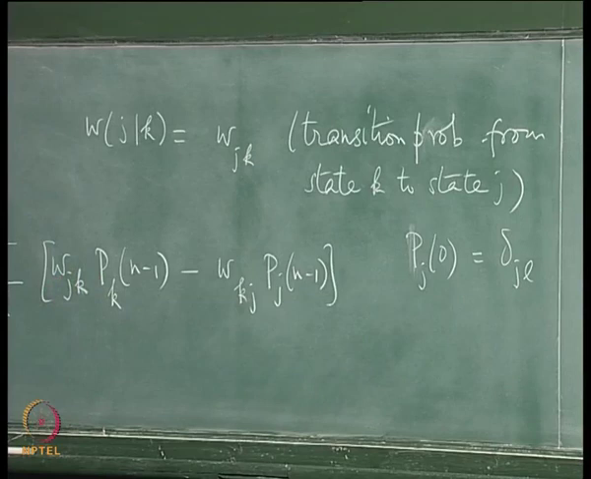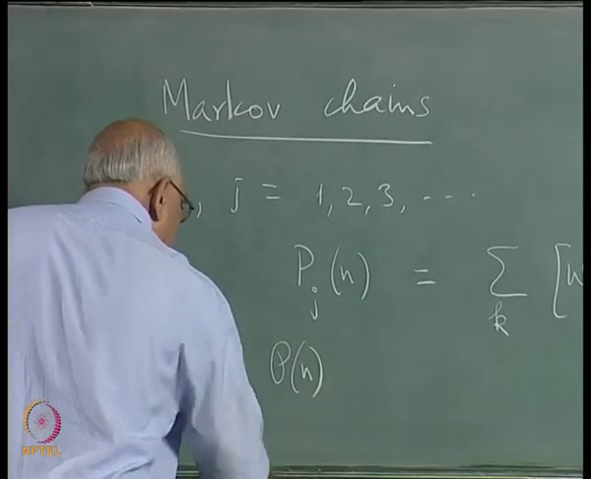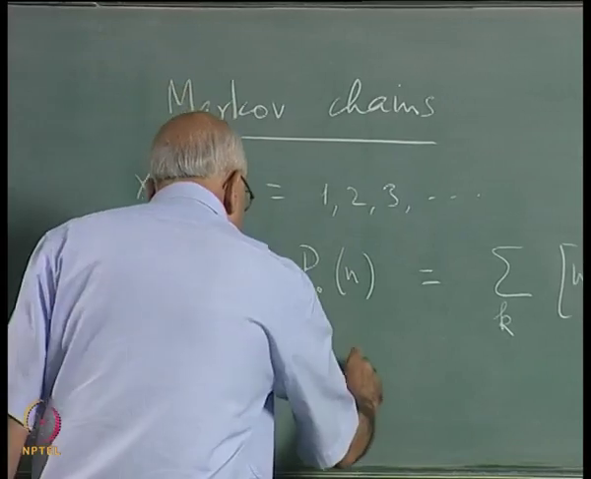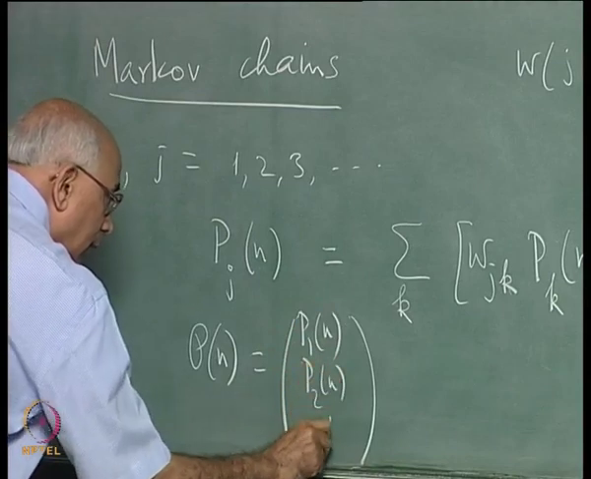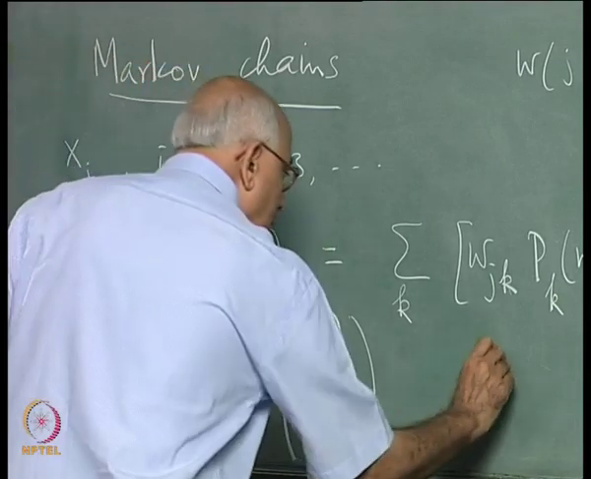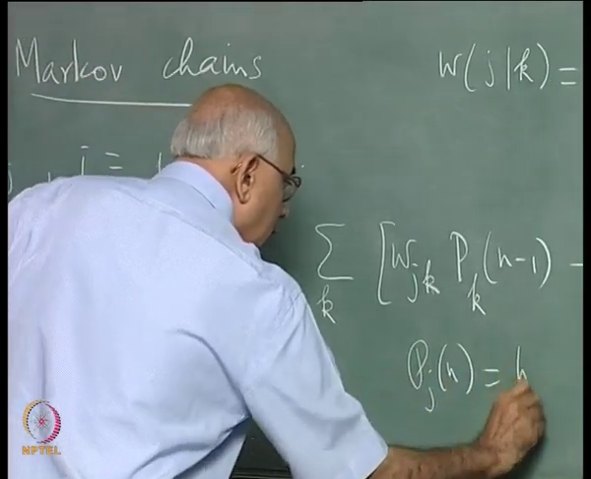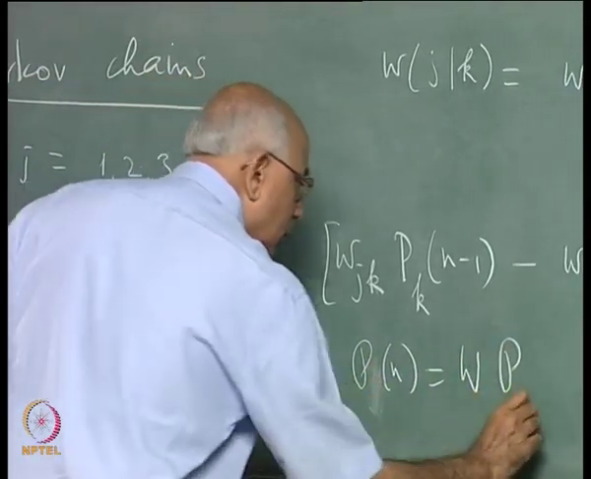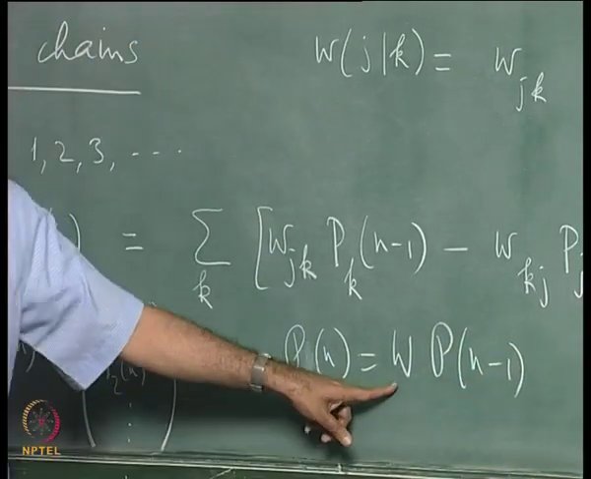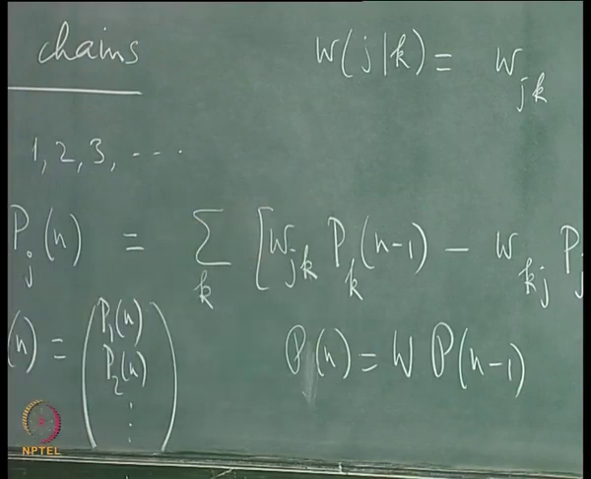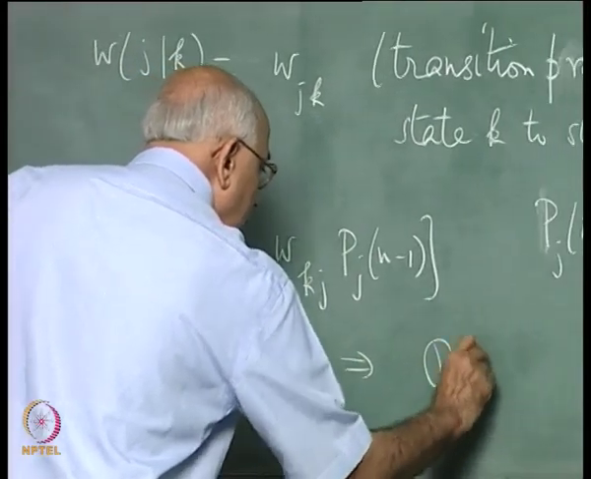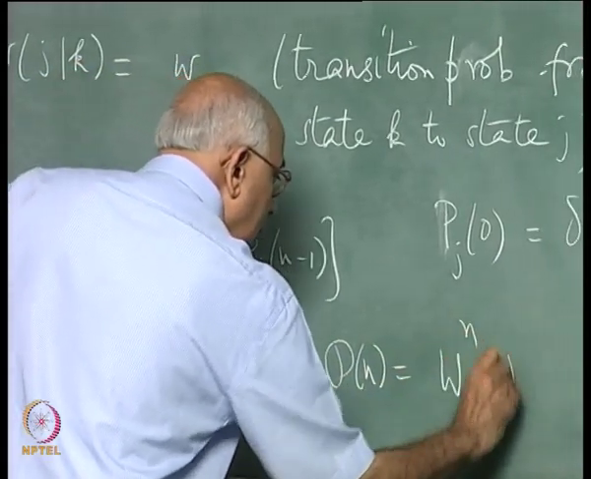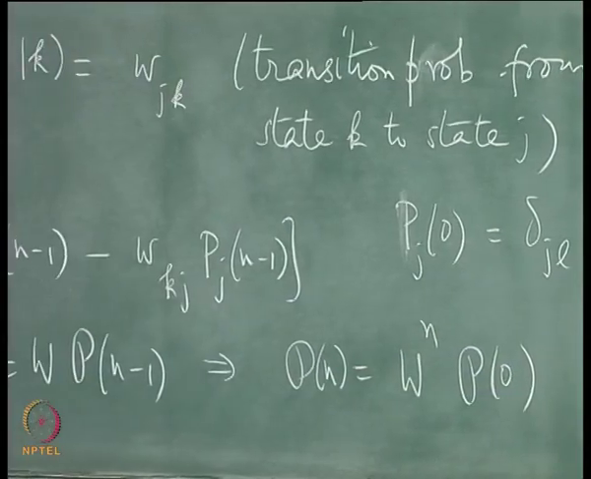And of course exactly what we wrote down earlier comes through. If I define a column vector P of n which consists of P1 of n, P2 of n, etc., then this whole business can be written as P of n is W times P of n minus 1, where W is a certain matrix whose elements can be read off from this equation. This of course immediately implies that P of n is equal to W to the power n times P of 0, and that is the formal solution to the Markov chain.